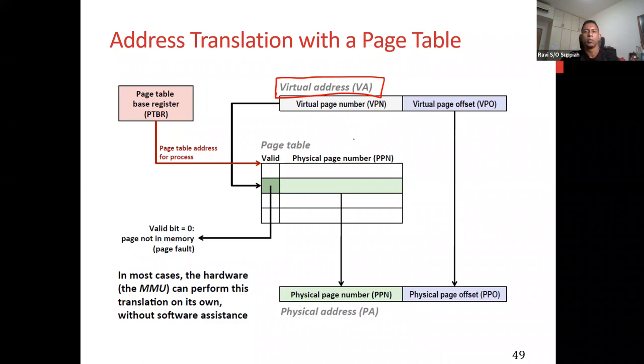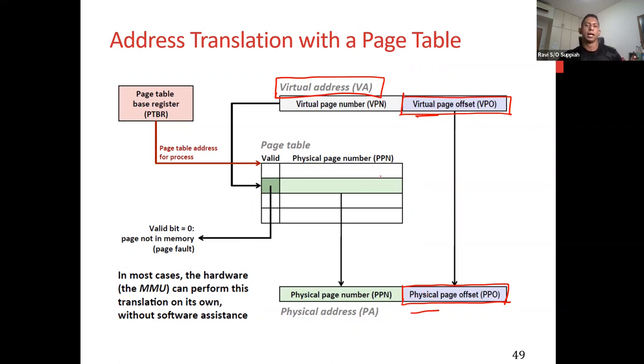The first thing it will do is extract out the page offset. The page offset number of bits is the same for physical and virtual, because that depends on the page size. When the system is designed, the OS will already set the page size. Since we know the page size, we know exactly how many bits we need to access all the bytes within the page. So the virtual page offset has the same number of bits as the physical page offset. That's the first thing.